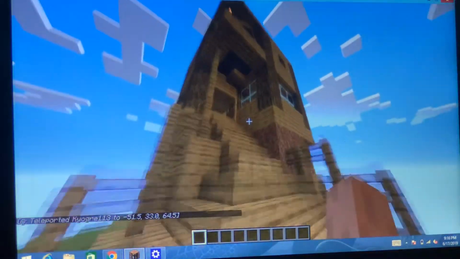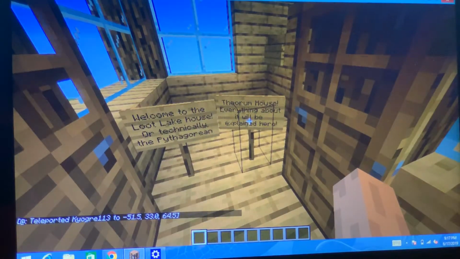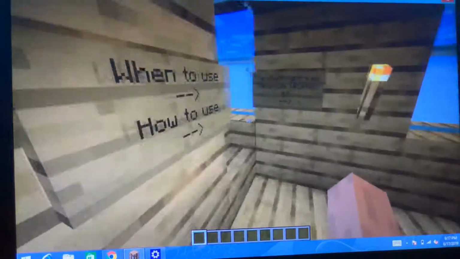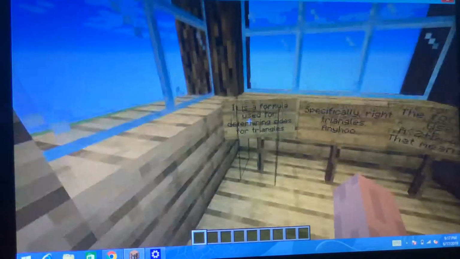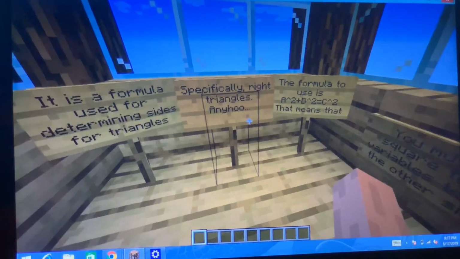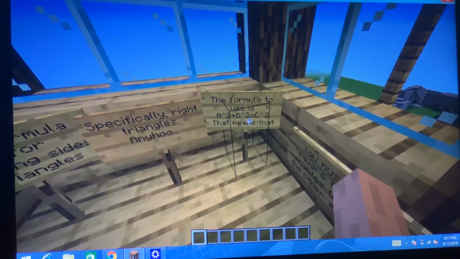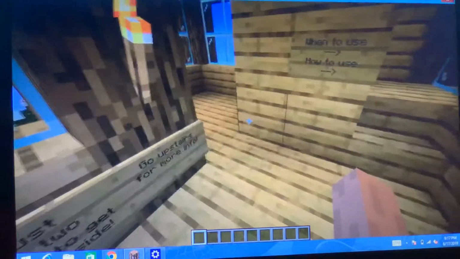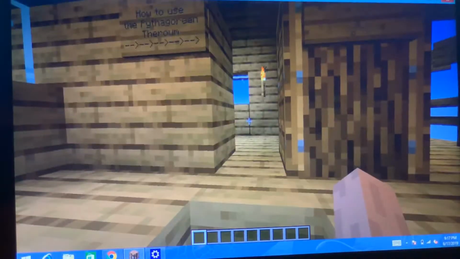So this is the house where everything about the Pythagorean Theorem will be explained, including how it is used, when it is used, and what it even is. So, the Pythagorean Theorem is a formula used for determining sides for triangles, specifically right triangles. The formula to use is a squared plus b squared equals c squared. That means that you must square two variables to get the other side. So now I'll go upstairs and get the rest of the information.